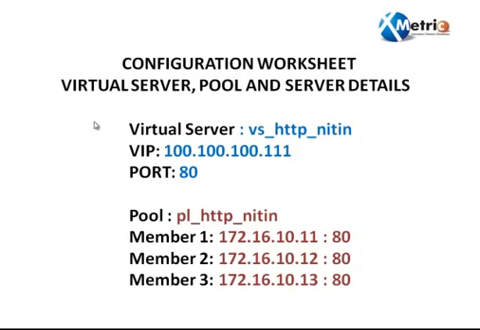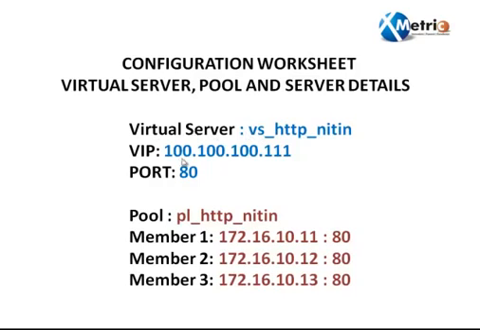Now let us prepare the configuration worksheet, what exactly we want to achieve. The name of the virtual server which we are going to use is vs_http_Nitin. You can give any name, but it should be as per best practice, so that we understand the name. vs says it's a virtual server, HTTP says we are doing it for the HTTP protocol, and Nitin is a project description: it is for the project Nitin.